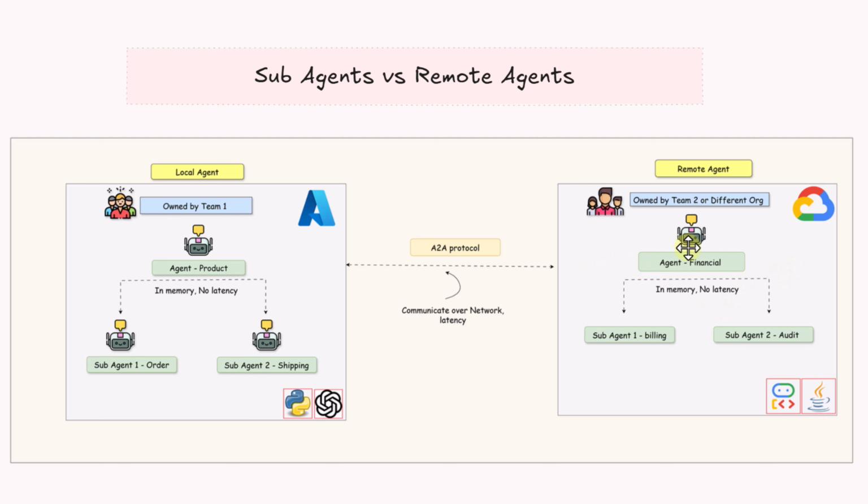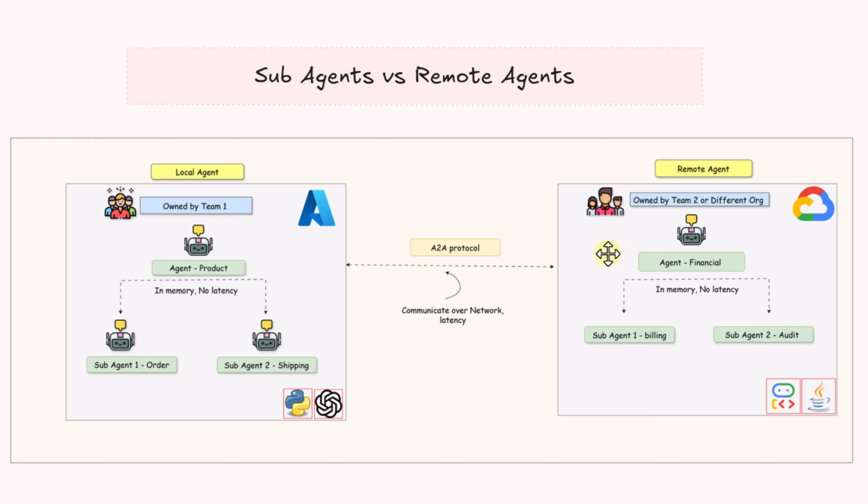Here you can see the query is going to come to this particular agent. This agent has been divided into two sub-agents, which are going to handle the queries related to billing and audit. Also, this particular agent has been written in Java. It has been written using the Google ADK framework, and it has been deployed on GCP. So you can see the overall tech stack is totally different from what we have seen so far.